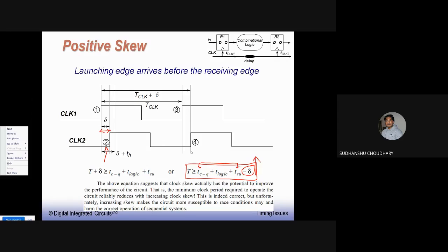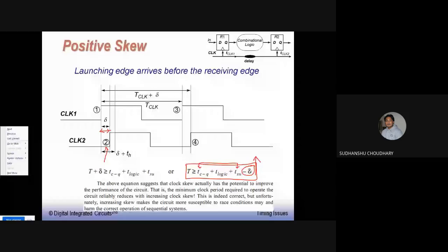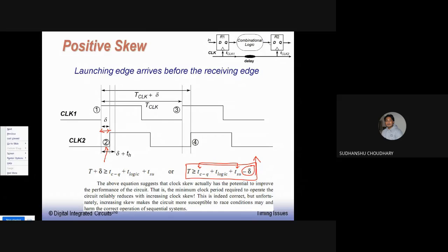So one cannot increase this delta by a certain amount. Though this looks beneficial, it is actually harmful, because now race conditions will exist. That is, the data at this point would be written at the second edge also, and the fourth edge also.